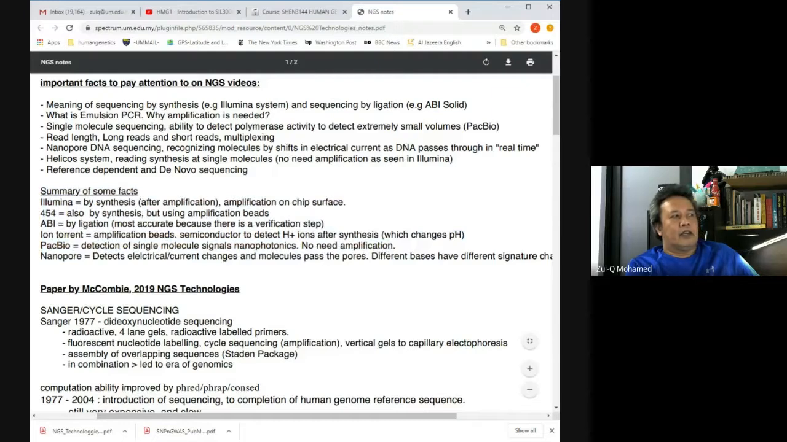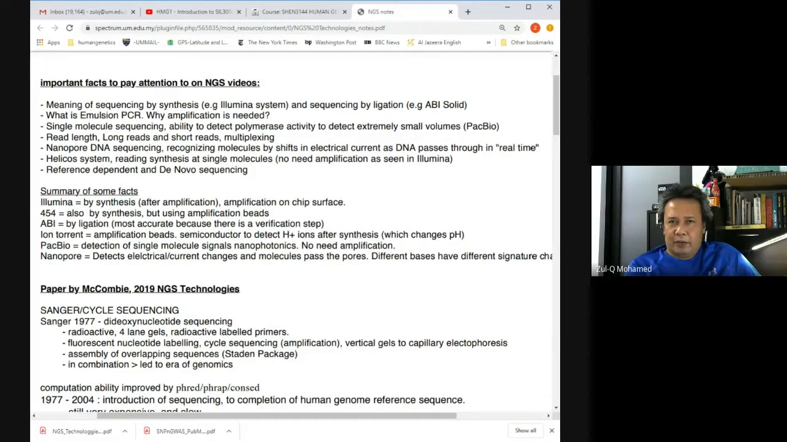Now, as I mentioned, Illumina remains the most popular at the moment. It is sequencing by synthesis. That means they chop the DNA into small fragments, and to each fragment they add adapters. And then you have a chip, like a glass slide, so to speak. All of this will attach because the adapters are complementary to the chip. The chip also has oligonucleotides.